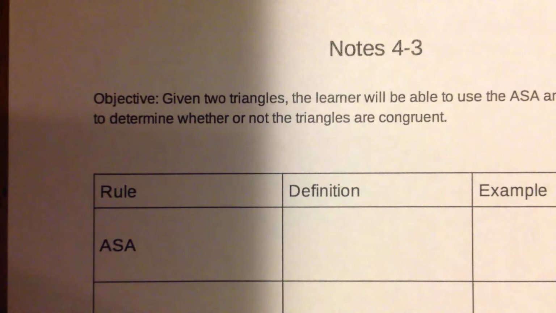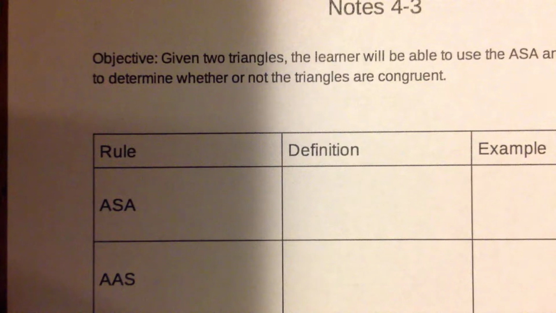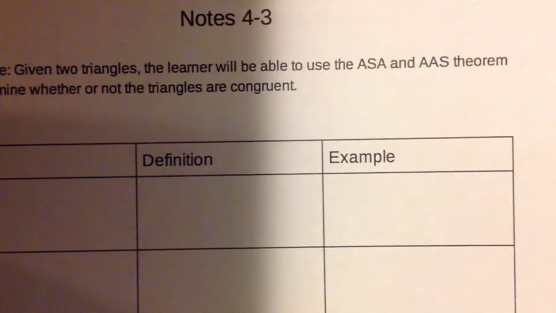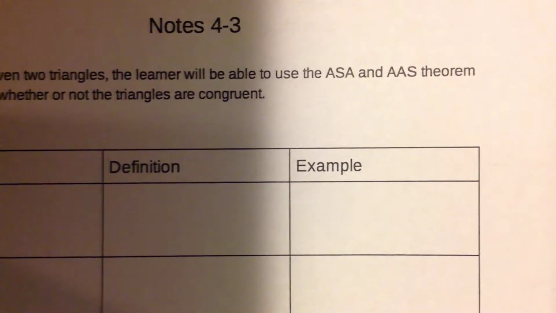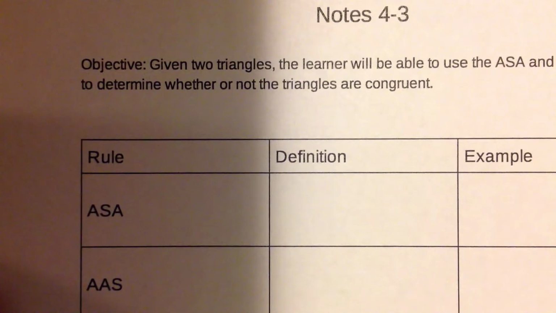Alright, in this video we're going to be discussing the third and fourth triangle congruence rules, which are angle side angle, which is ASA, and angle angle side, which is AAS. So the objective is, given two triangles, the learner will be able to use the angle side angle and angle angle side theorems to determine whether or not the triangles are congruent.